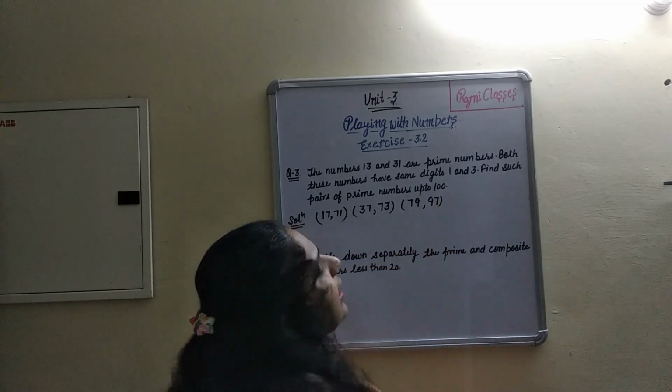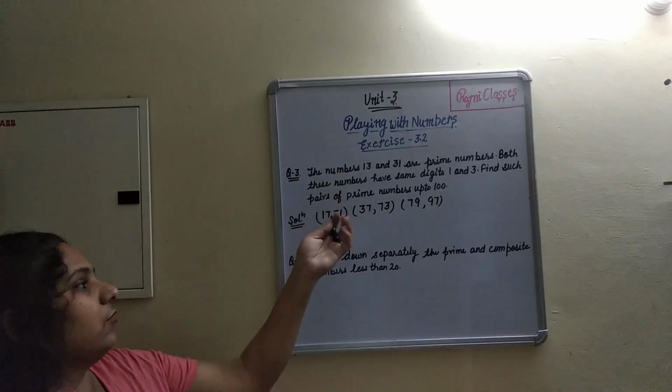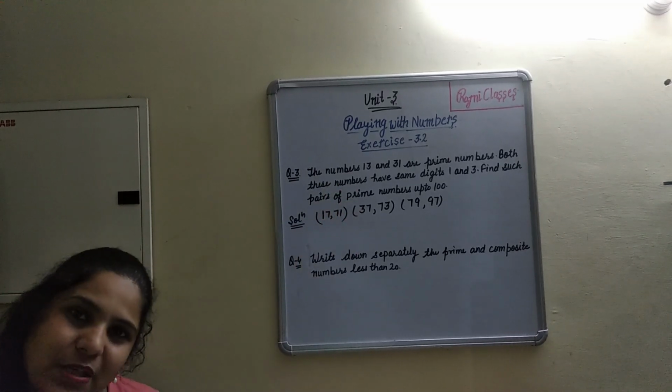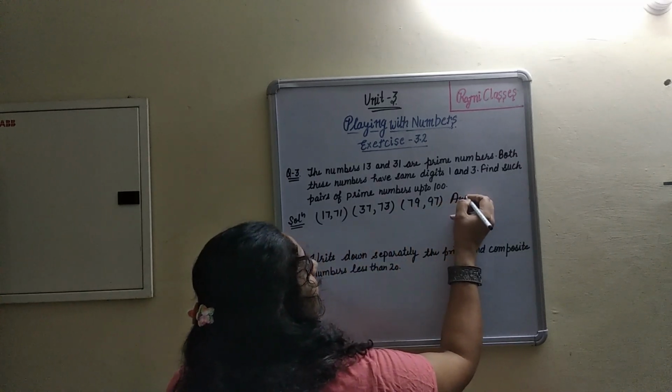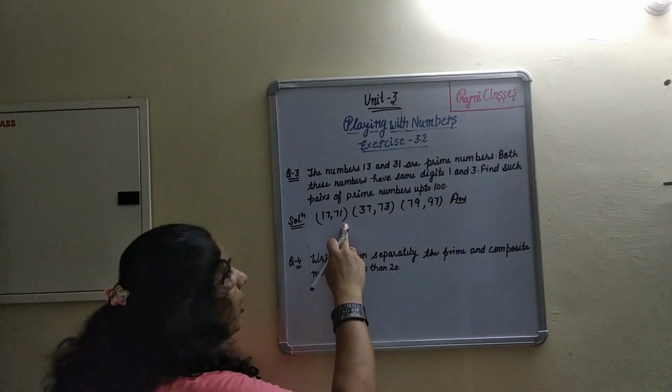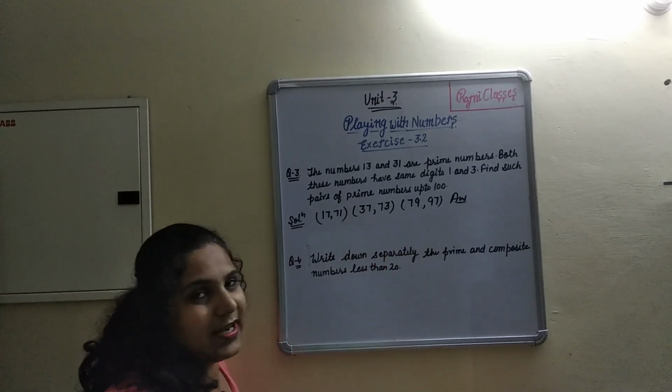So these three are the pairs of prime numbers which belong to the same digits. Okay, beta. So this is your answer: 17 and 71, 37 and 73, 79 and 97.